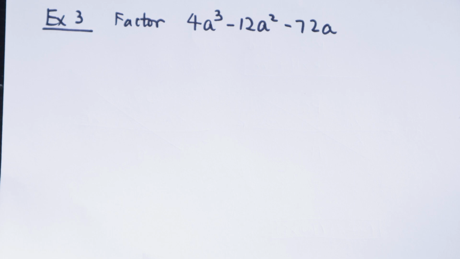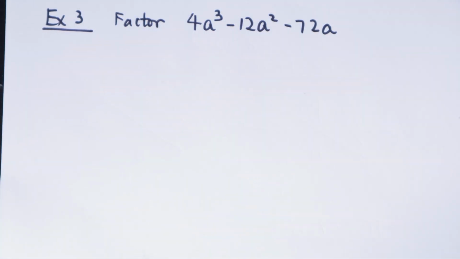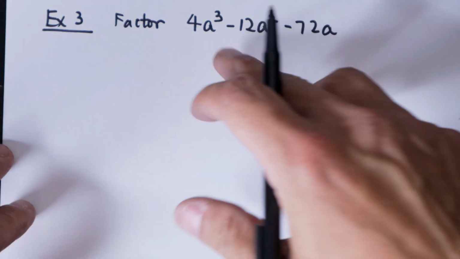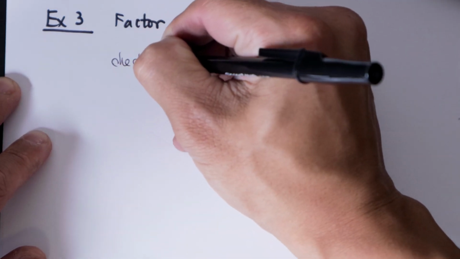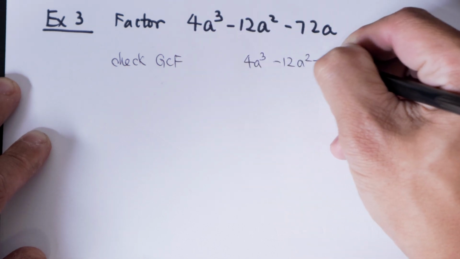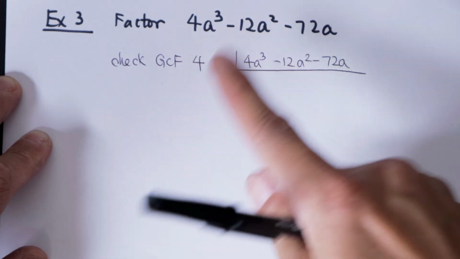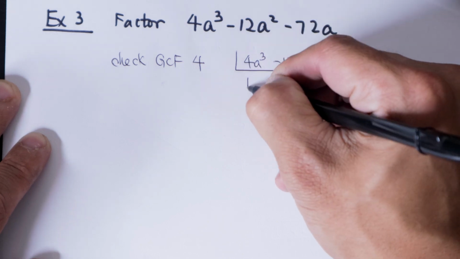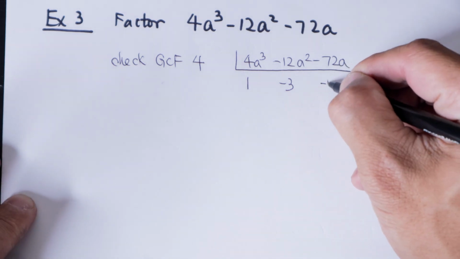Let's actually work on one where there is a GCF. In example 3, it says factor 4a cubed minus 12a squared minus 72a. Well, let's check GCF because it looks like all of them are even numbers, and not only that, they are all multiples of 4. So when we check GCF, I'm expecting anything other than 1. So we're going to write 4a cubed minus 12a squared minus 72a. Okay, first I know that they're all divisible by 4, so you're going to divide everything by 4, and you'll get 1, you get negative 3, and 72 divided by 4 is negative 18.